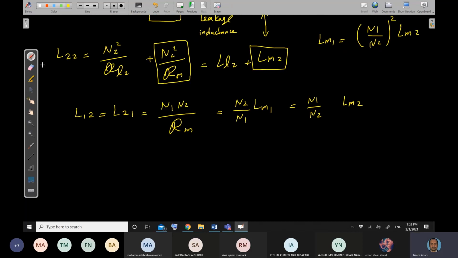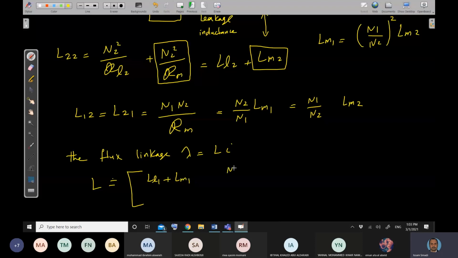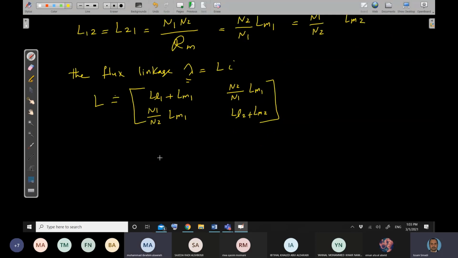So to this end, we can write the flux linkage as lambda equals L i, where L equals L1 plus Lm1. Here I can use N2 over N1 Lm1. Here also I can use N1 over N2 Lm1, and here L2 plus Lm2. So now if I have the flux linkage, I can put it into the voltage equation and find the mathematical model which represents the system.